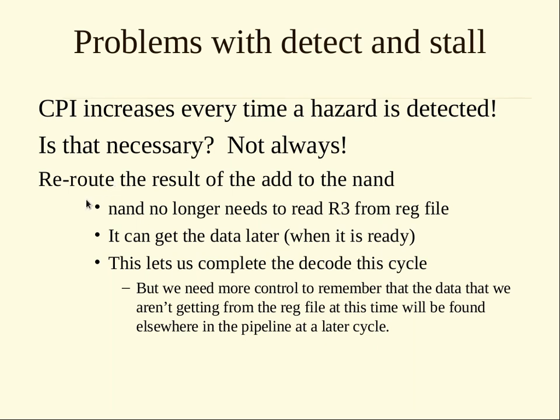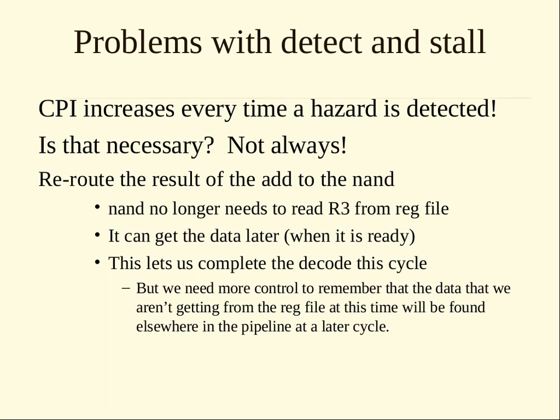You can reroute the results. So a NAND no longer needs to read from register 3. It can read from what's later. This lets us complete the decode cycle and move it forward. But now we need more control to remember that the data we aren't getting from the register file at this time will be found elsewhere in the pipeline in a later cycle. Does that sound like fun?